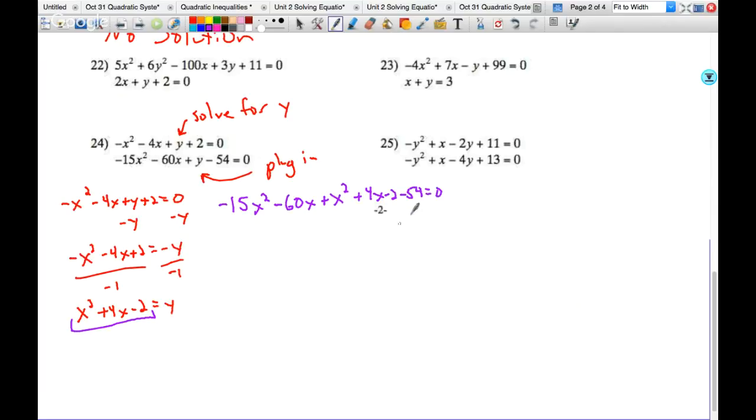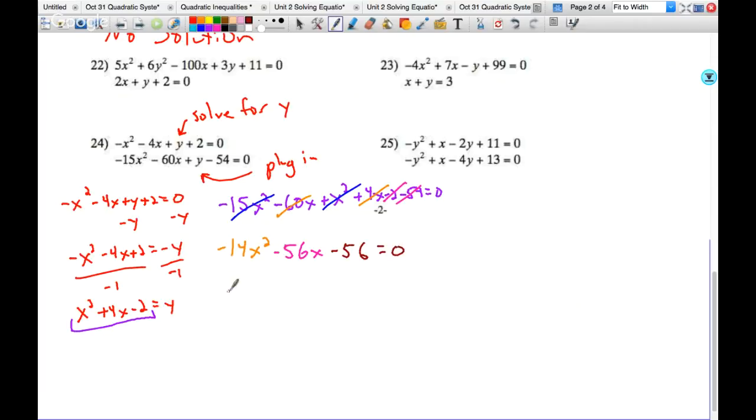So I plug that in now. I've got only x's. Time to combine like terms. This negative 15x squared and this x squared are going to become a negative 14x squared. This negative 60x and this 4x, that's going to become a negative 56x. And this negative 2 and this negative 54 are going to become a negative 56.